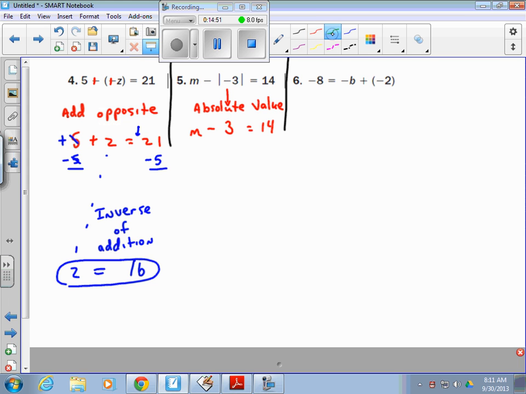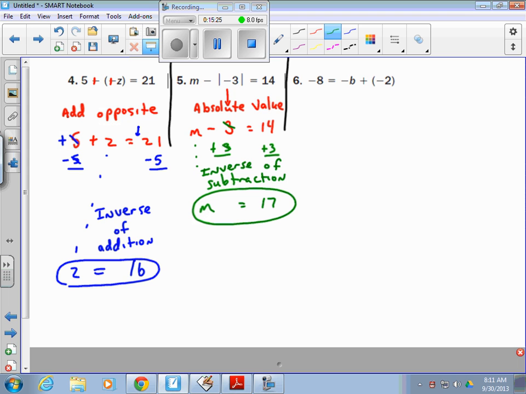Then we want to undo minus 3. In order to undo minus 3, you add 3 to the left. If you add 3 to the left, do likewise on the right. It'll cancel out on the left-hand side and leave you with just m equals 14 plus 3, which is the number 17. That solution step is the inverse of, it said minus 3, so we added it, so it's the inverse of subtraction.